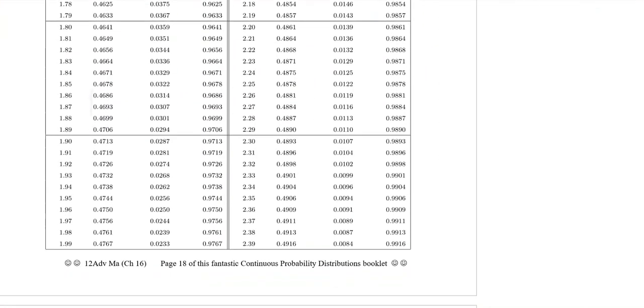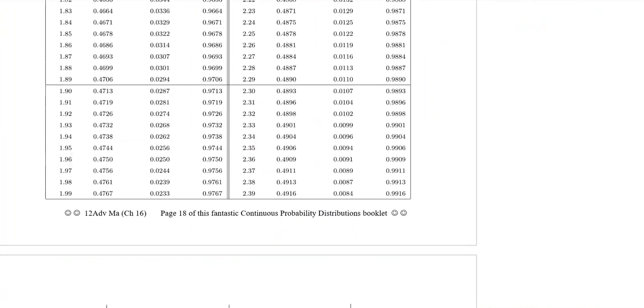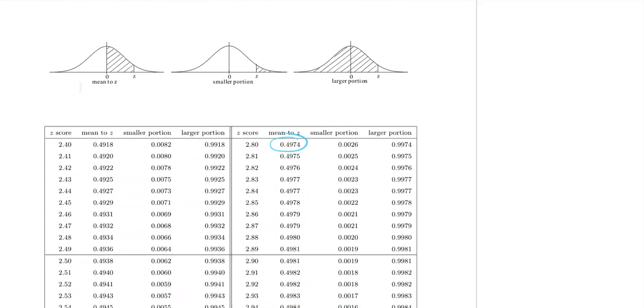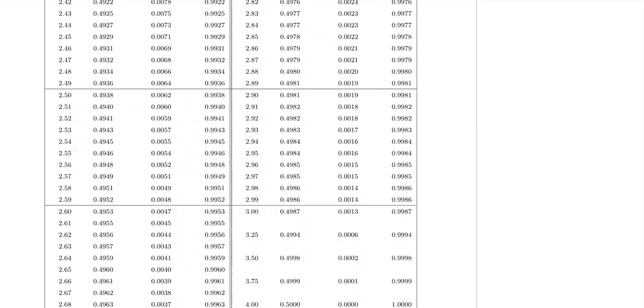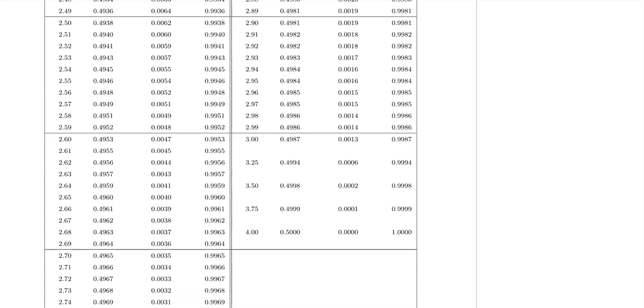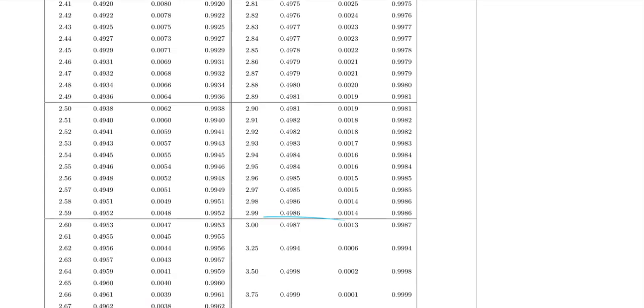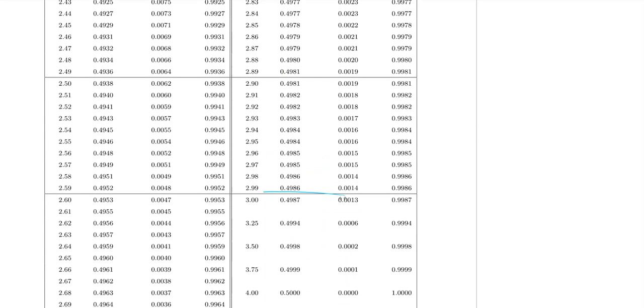So in here, right down here, this is the smaller portion, which means I'm looking at these numbers here, 0.0013 and 0.0006. 0.001 is between those two things. So my result is somewhere between 3.00 and 3.25 as a positive Z score.